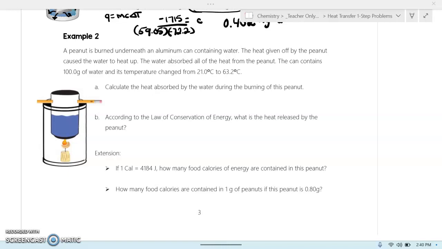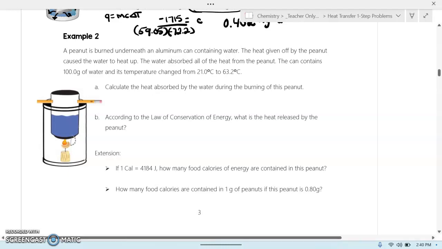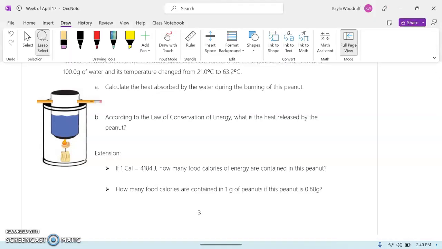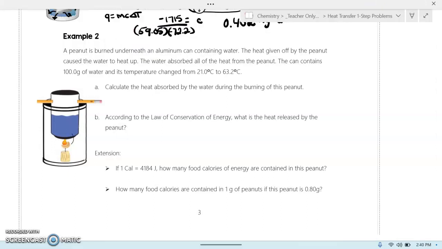And you can see that the peanut is being burnt underneath a metal can, which is going to act like our container of heat transfer to keep the heat from getting out or in. Not perfect, but it's going to be enough to do the job. And then remember that whatever heat is released by the peanut is going to be the same amount of heat that will be absorbed by the water.